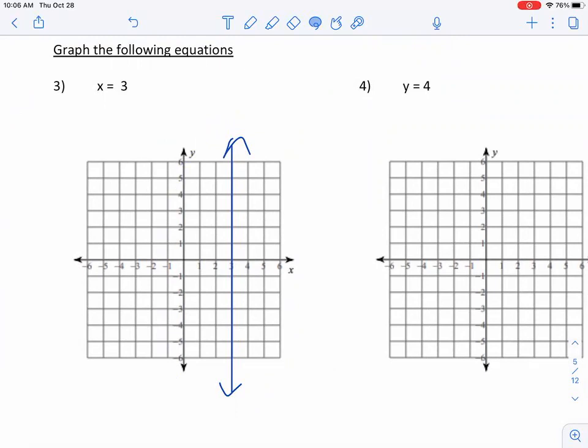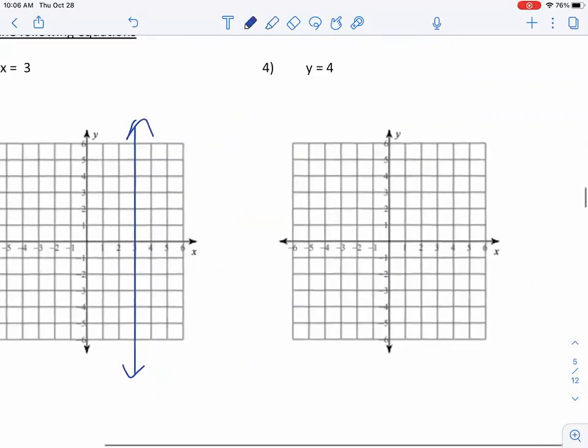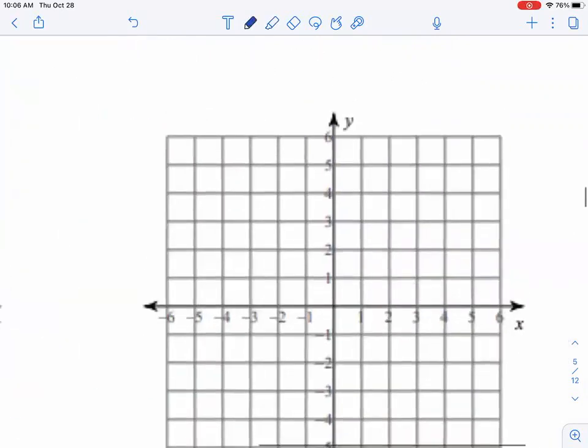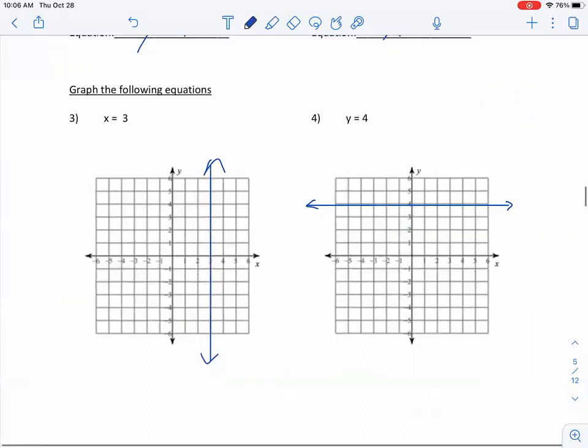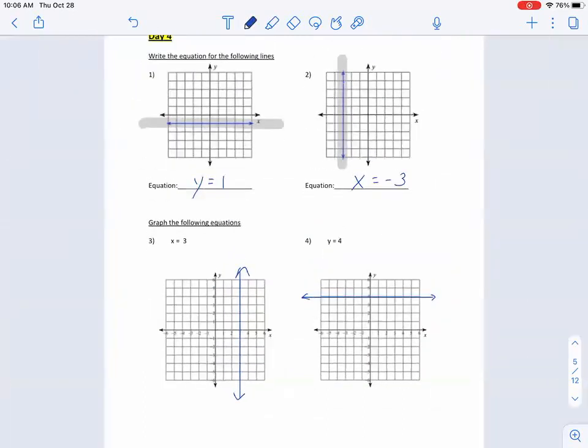For the second one, where we want to graph y equals 4, remember that's a horizontal line. It's a horizontal line through +4 on the y-axis. And again, put your arrows on the end. Remember, the y equals are the horizontal, x equals are the vertical. You guys good with that? Any questions on that?